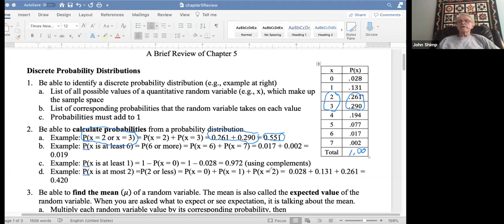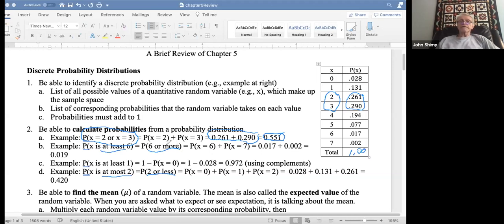And then going back to chapter 4, when we talked about the probabilities of at least and at most, these are going to crop up as well. So at least means that number or more. At most means that number or less. So you still have to remember these from chapter 4. What does at least mean? What does at most mean?